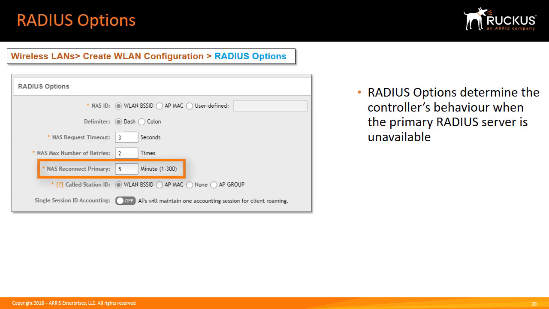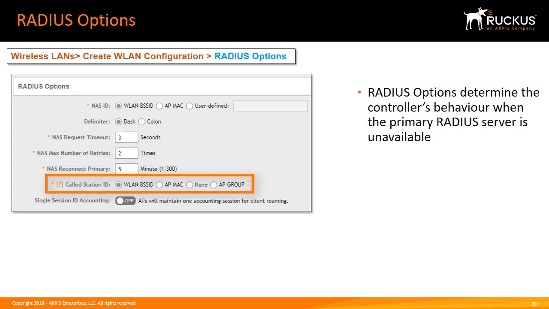The NAS reconnect primary is the time interval after which the controller will recheck if the primary radius server is available when the controller has failed over to the backup radius server. Called STAID indicates the format of the called station ID, which is sent to the radius server as an attribute and can be used in policy decisions.